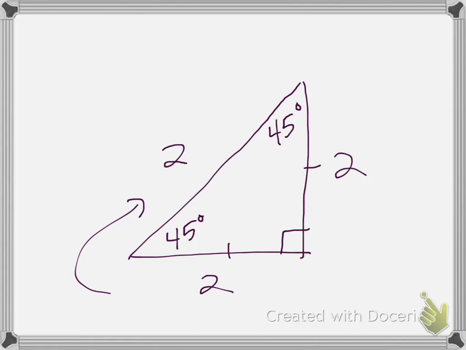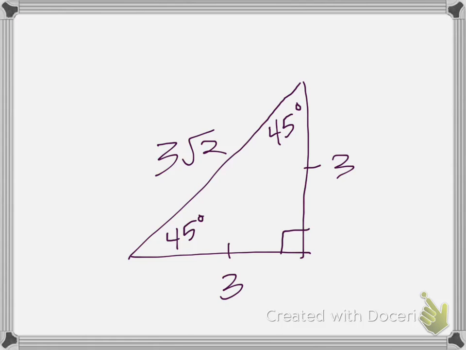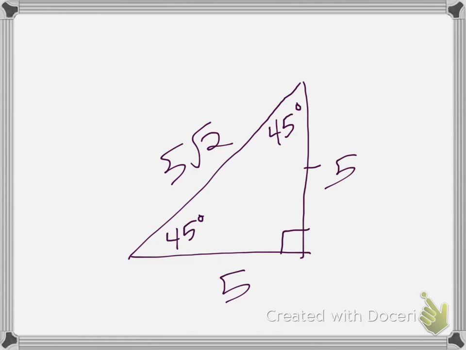Now let me back this up and put some others in there. Let's say this is 3. The hypotenuse would be 3 times the square root of 2. You kind of catching my drift there? This would be 5 times the square root of 2. So it's not as many things to remember. It's just times the square root of 2, whereas 30, 60, 90 had that long leg, which was times the square root of 3.